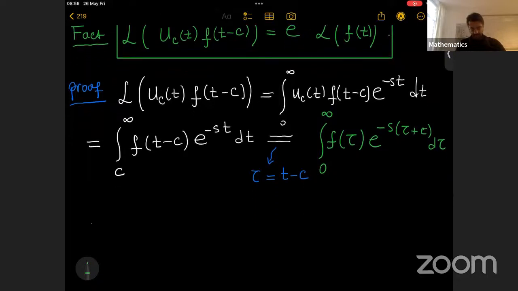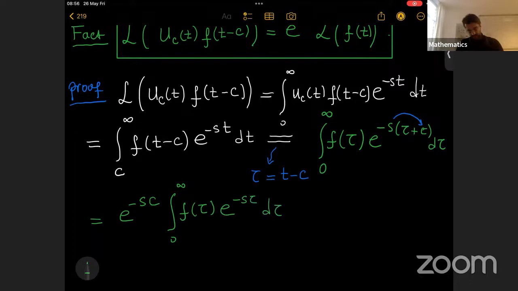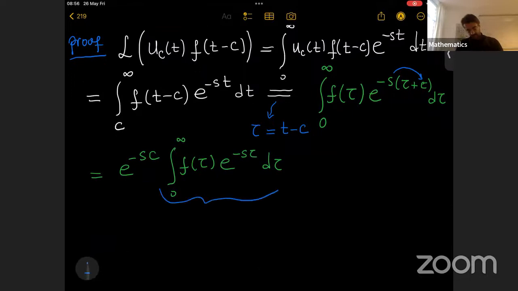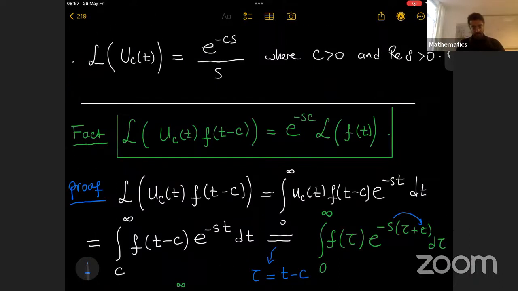So this is basically e to the minus, you multiply this, s and c, it's a constant with respect to tau, so it's going to be e to the minus s times c, and the integral from 0 to infinity f of tau e to the minus s tau d tau. The nice thing is this integral is nothing but the Laplace transform of f. And we are done, right? So this proves this formula here, which will be used later when we work with discontinuous functions.